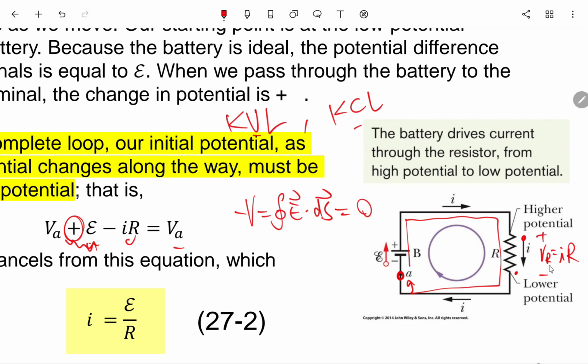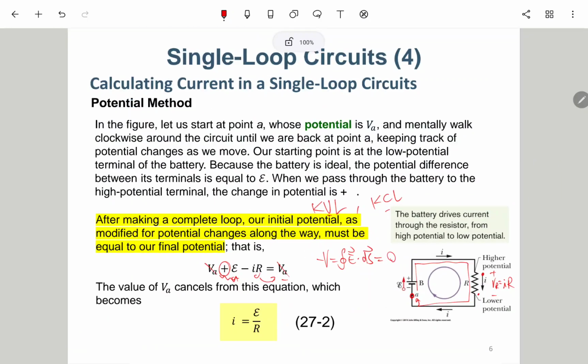But actually we need to minus IR here. So this is higher, this is lower, so we need to subtract IR. Okay, so we're going back to here and then going back to point A. So this should be VA again. And then finally, we just simply cancel VA and VA, and then we move these to the right side. So we have V equals IR, or E equals IR. Okay, so the idea is somehow like this.